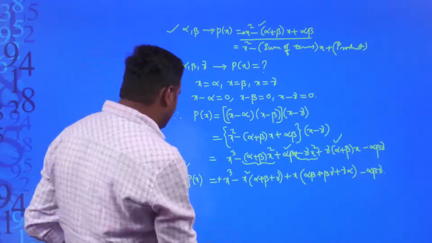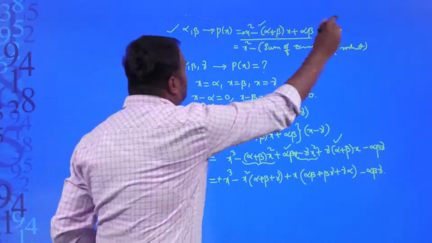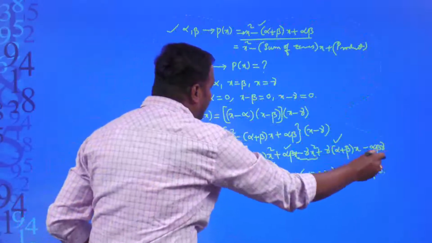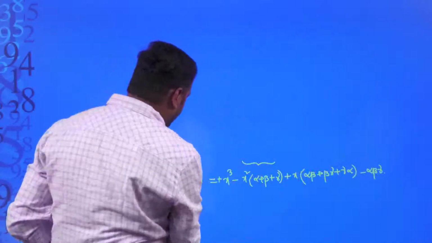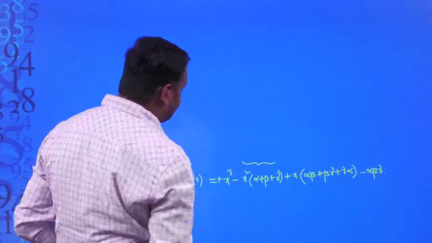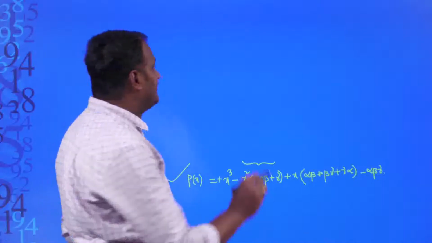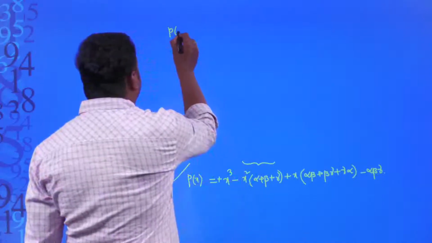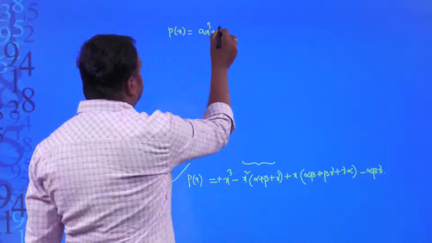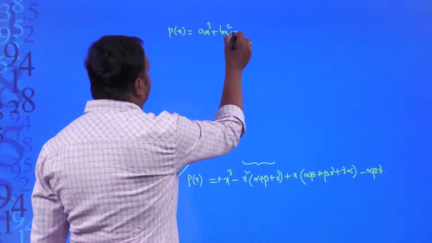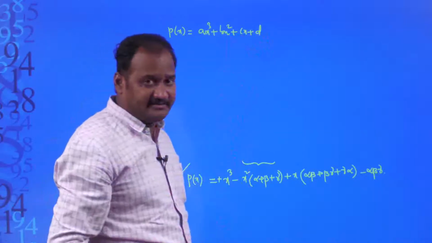So, what is the standard form of a third degree polynomial? Because we are finding one third degree polynomial here, that is ax cube plus bx square plus cx plus d. That is the standard form of a third degree polynomial. So, p of x is equal to ax cube plus bx square plus cx plus d.